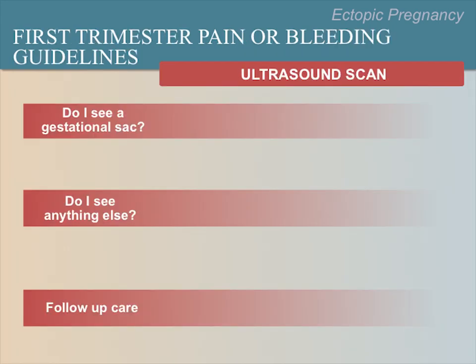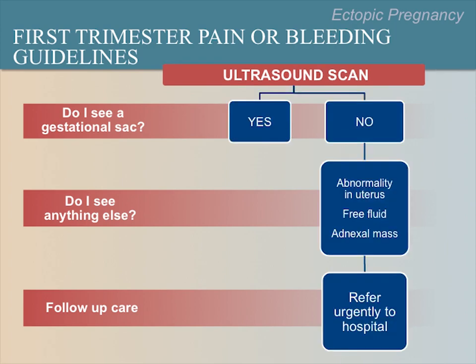Let's review the complete guidelines for first trimester pain and bleeding. When we do an ultrasound, we should ask ourselves 3 main questions. Do I see a gestational sac? Do I see anything else? What is the appropriate follow-up?